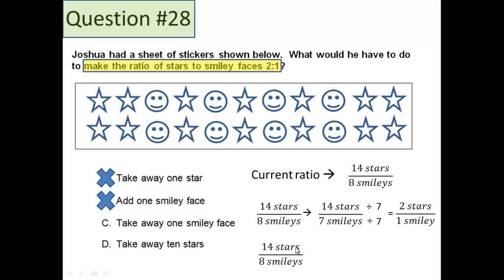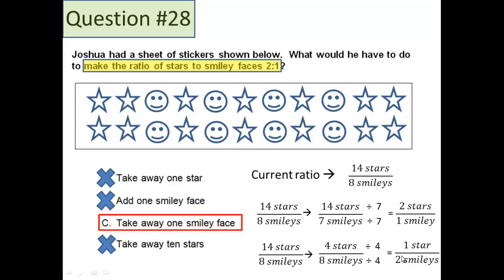I'm going to try my last one, letter D. Same ratio I started off with, 14 to 8. Take away 10 stars. I take away 10 stars from 14. That's going to leave me with 4 stars and 8 smileys. Can I reduce that? Can I do 4 and 8? Reduce 4 eighths? Yeah, I can divide the top and bottom by 4. That's going to get me 1 star to 2 smileys. Oh, interesting. But the question said stars to smileys is 2 to 1. That's 2 to 1. That's 1 to 2. Letter D is wrong, and letter C is the right answer.